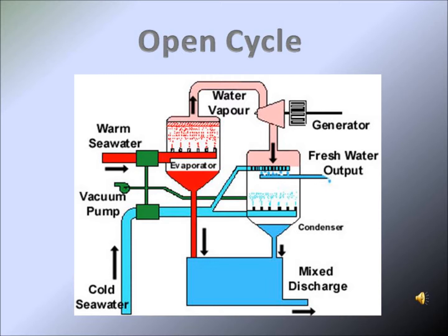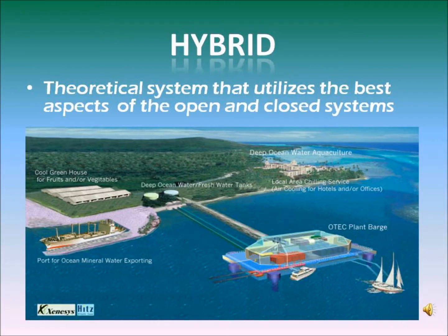From there, cold water from the bottom of the ocean must be used to bring the vapor back into a liquid state. Now, the condensed water can either be returned to the ocean or it can be collected and used as drinking water. Clearly, this is a potential benefit, among others, of the open cycle system because essentially salt water is converted into fresh water.